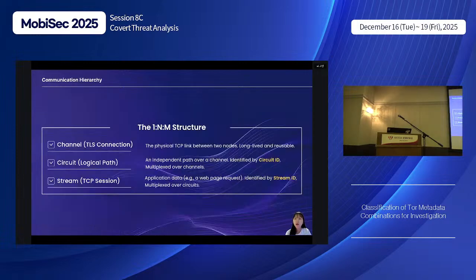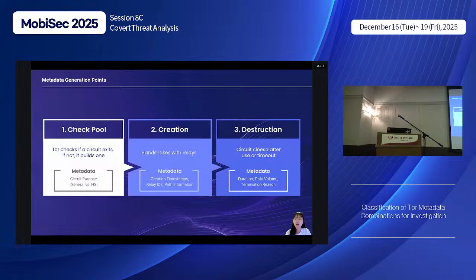Tor communication follows a hierarchical structure of 1 to N to M, representing channel, circuit, and stream. Multiple circuits are multiplexed over a single TLS channel, and multiple streams are delivered within one circuit. Consequently, metadata such as channel ID, circuit ID, and stream ID is necessary to manage each independent layer. Based on this internal architecture, we analyzed the life cycle of a circuit and identified metadata generated at each stage.